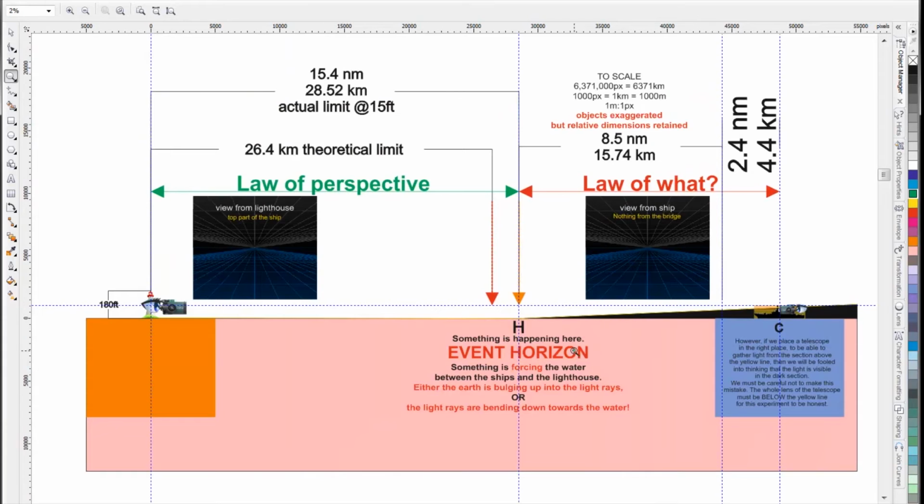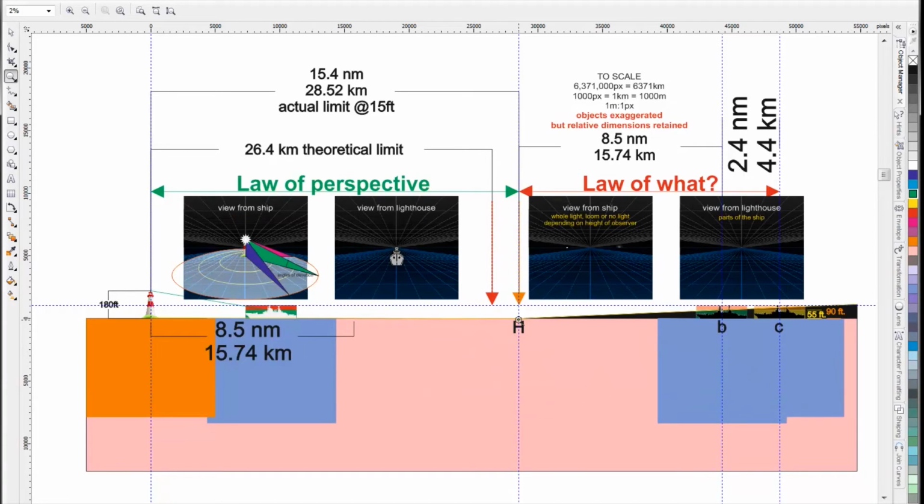So something is happening here at the event horizon. Something is forcing the water between the ships and the lighthouse. Either the earth is bulging upwards into the light rays, or the light rays are bending downwards towards the water. It's one or the other. There is no other explanation for what is going on here.